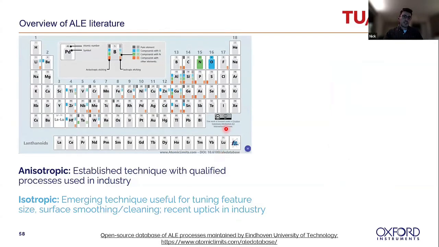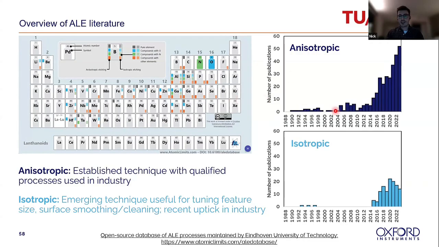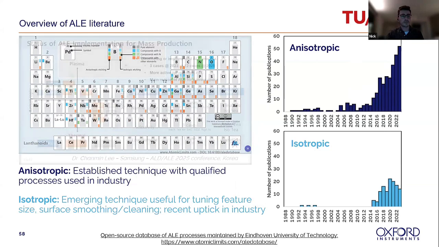As a quick overview of the ALE literature, if you're not aware of it, there's a nice ALE database run by the Eindhoven University of Technology. It collates all the different ALE processes that we can currently find in the literature. Looking at the trend, we see that anisotropic ALE is vastly more popular than isotropic ALE. There are a lot more publications for anisotropic ALE, because it's an established, qualified process used in industry. Isotropic ALE is still emerging and trying to find its exact use case.